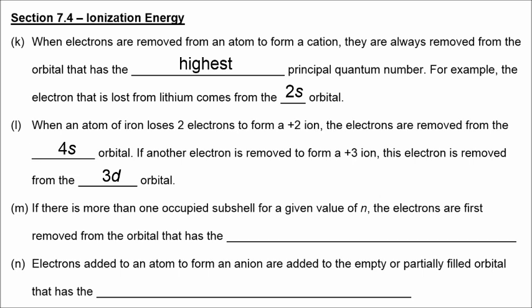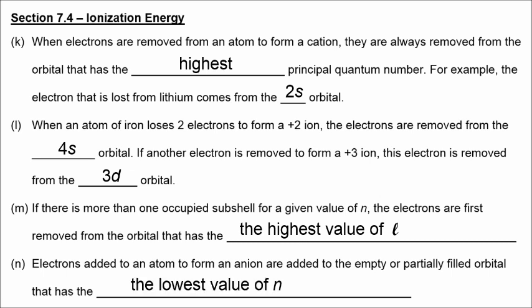If there is more than one occupied subshell for a given value of n, so for example, if you have 2s and 2p, the electrons are removed from the orbital that has the highest value of L. So if I have a choice between taking electrons from 2s and 2p, I would take them from 2p first because of the higher value of L. Electrons added to form an anion, so for example, like oxygen gaining 2 electrons, are added to the empty or partially filled orbital that has the lowest value of n.